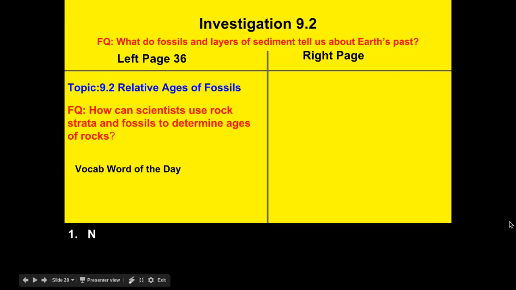Hello, Cardinals. We're going to talk about investigation 9.2 today, relative age of fossils. Our focus question is, how can scientists use rock strata and fossils to determine the age of rocks?